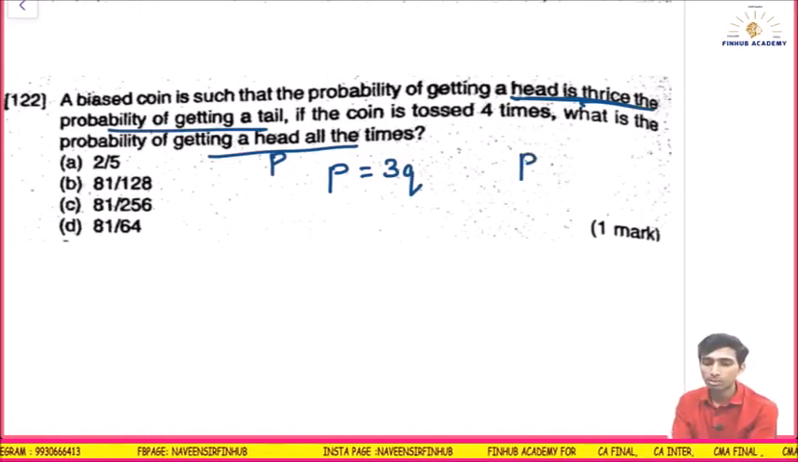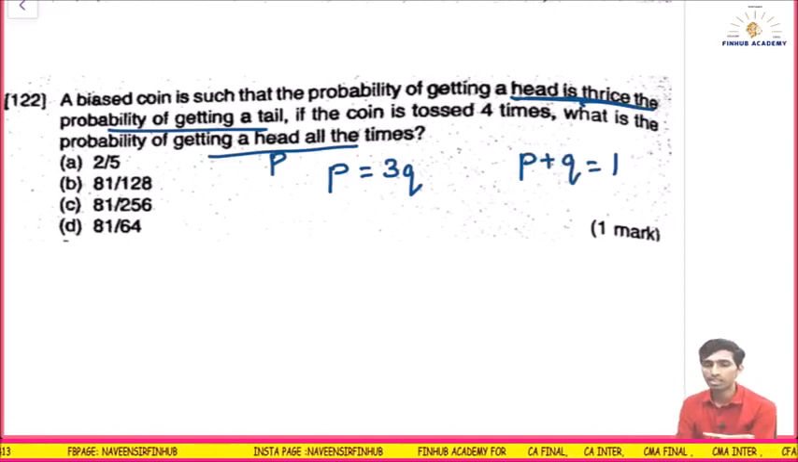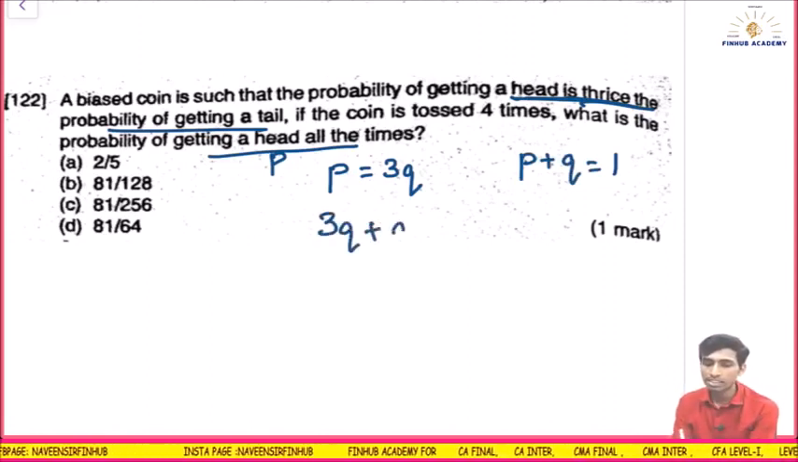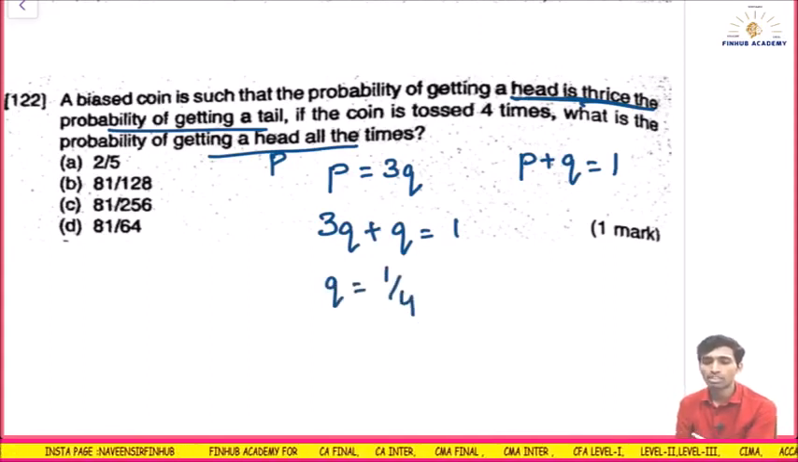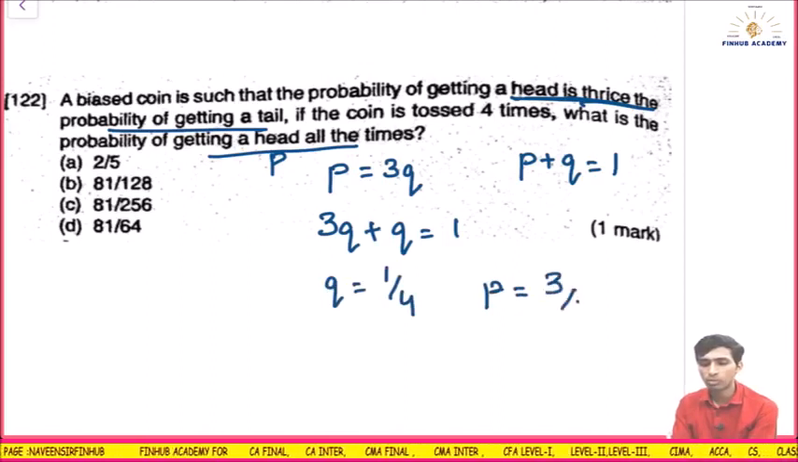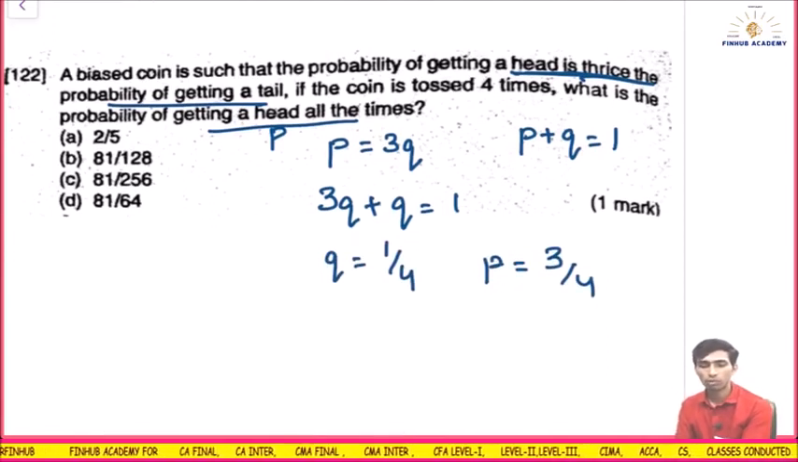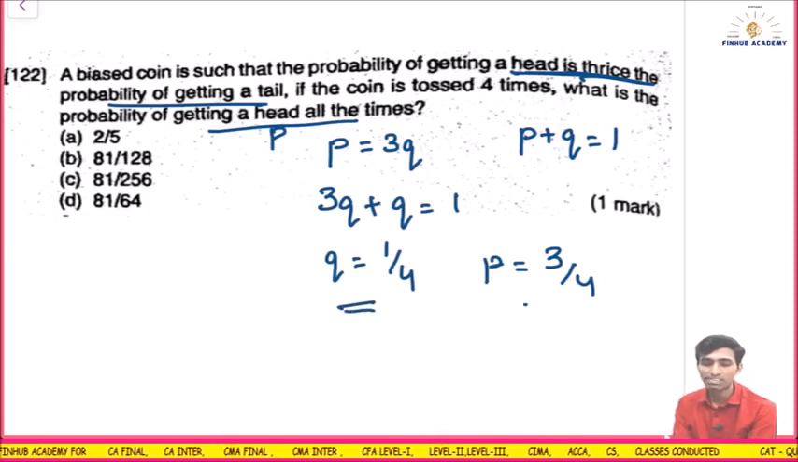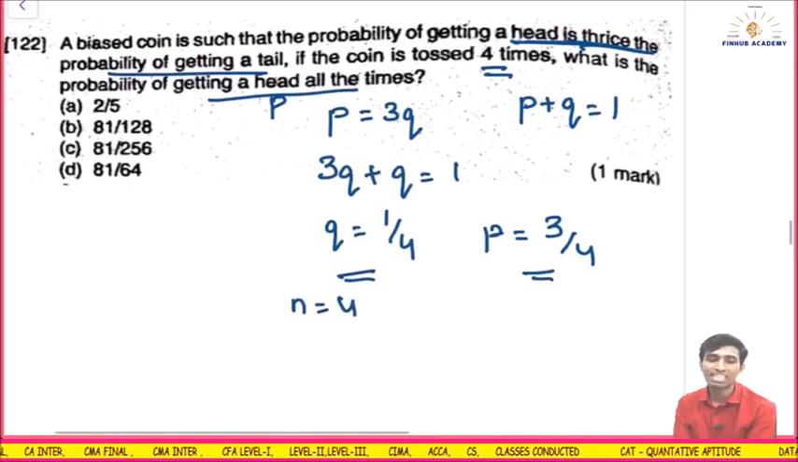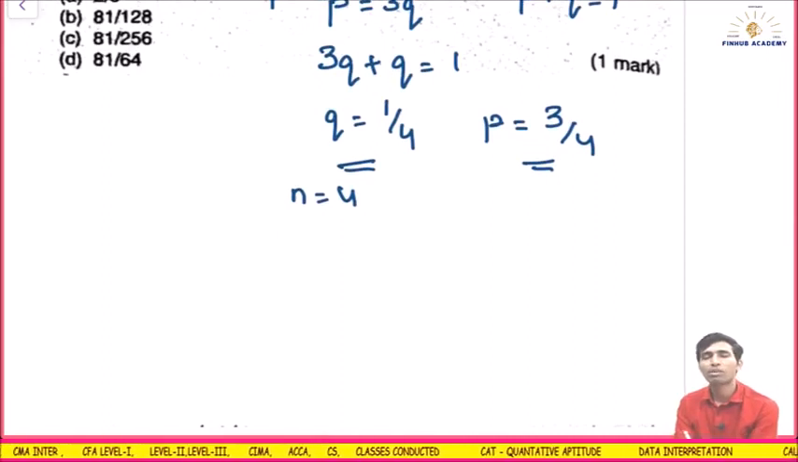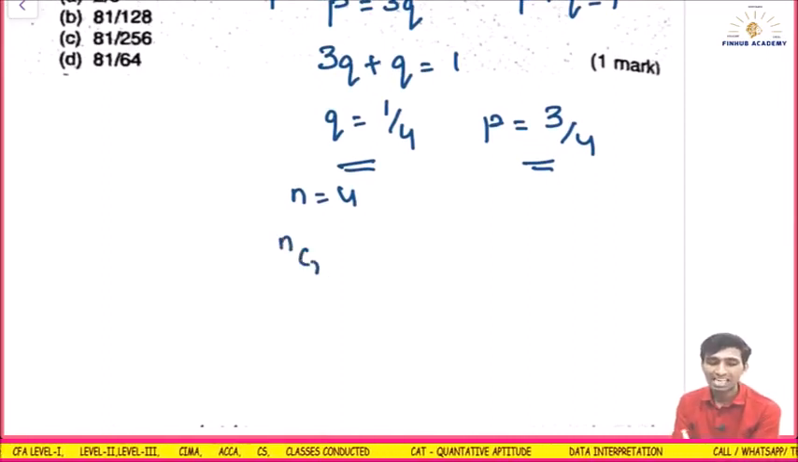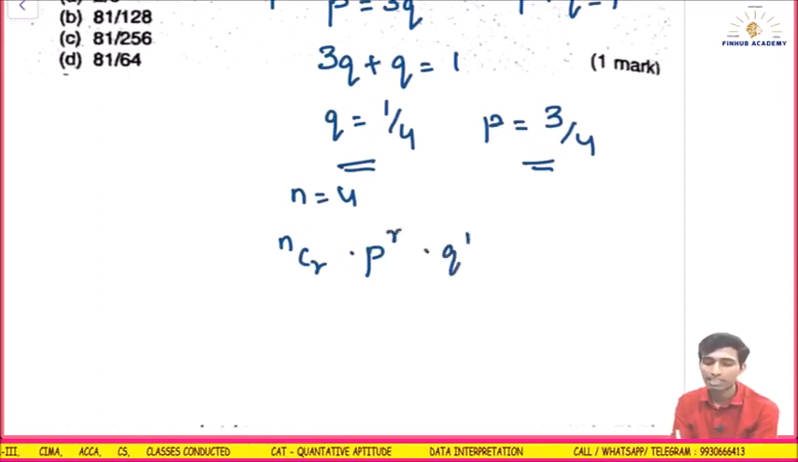But we know that total probability should be 1. So 3Q plus Q is equal to 1. That means Q is equal to 1 by 4. Now that means P is equal to 3 by 4. Easy. Understood? So I know the probability of failure as well as success. The coin is tossed 4 times, that means N is equal to 4. What is the probability of getting all heads? All heads means N is again 4. What is the formula for binomial distribution? NCR into P raised to R into Q raised to N minus R.